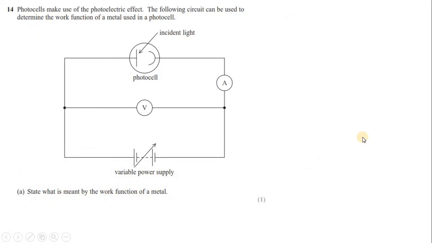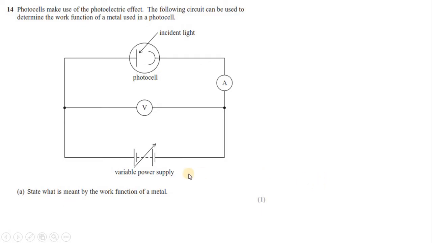Question number 14. Photocells make use of photoelectric effect. The following circuit can be used to determine the work function of a metal used in photocell. So incident light, photocell, variable power supply. Okay, typical circuit of photoelectric effect. State what is meant by work function of the metal.